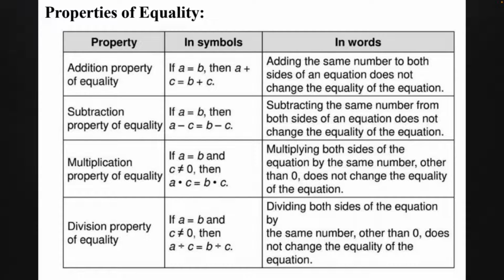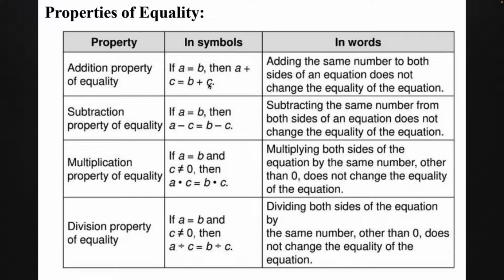So with the addition property of equality, we can see in symbols if I have A equals B. So remember, A and B are just numbers. We just don't know what they are. They're placeholders. So we have a number equaling a number. And then we have a number plus C equals B plus C. So I have A and B, and I'm adding C to both of them.